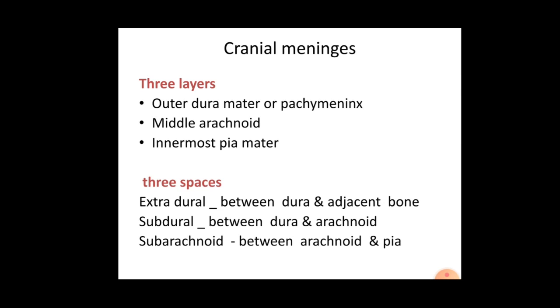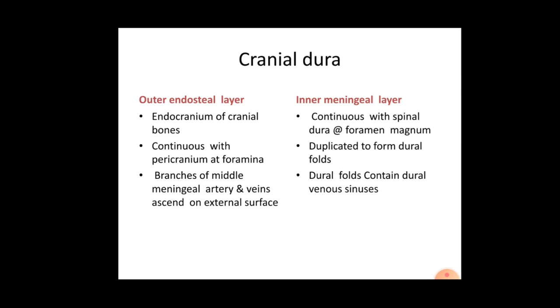So you have the important structure, that is the cerebrospinal fluid, that circulates through this subarachnoid space in the cranial cavity. Here too you can have a hemorrhage, and that is due to rupture of the cerebral arteries or their branches at the base of the brain. So we'll see about the cranial dura in detail.